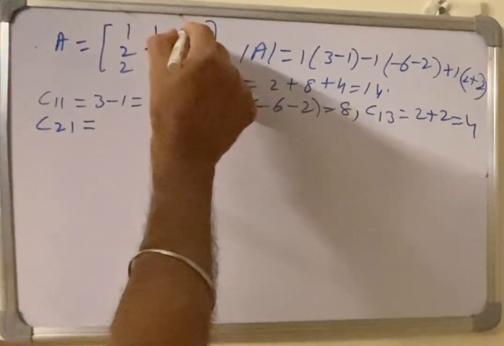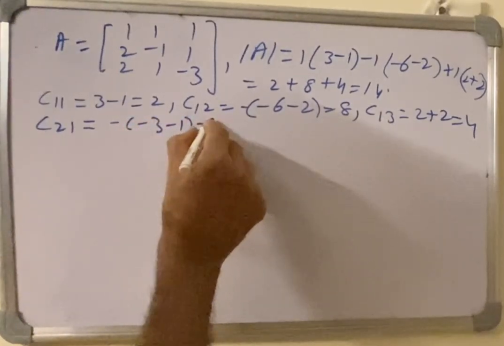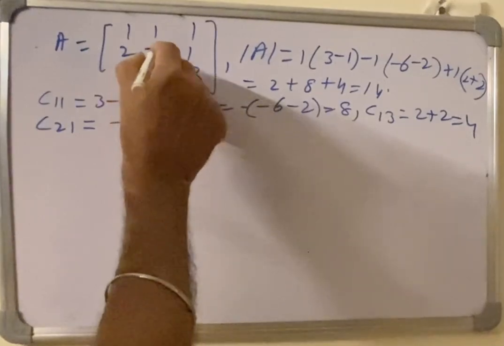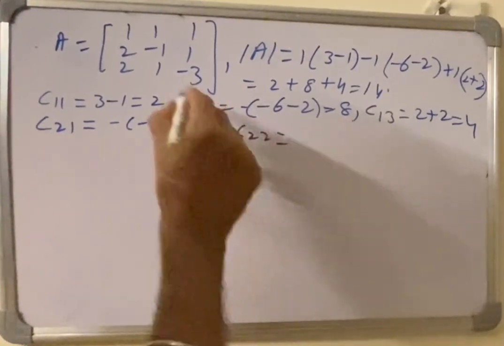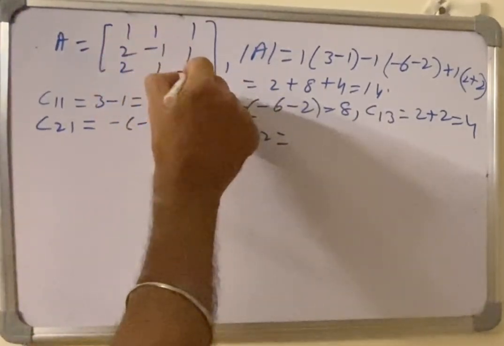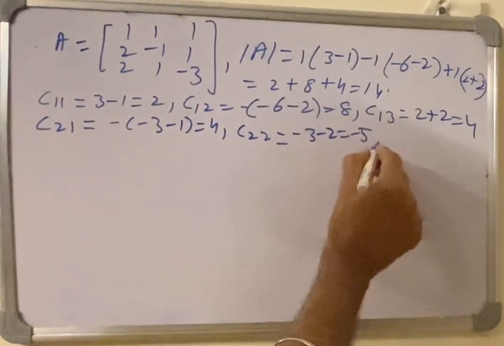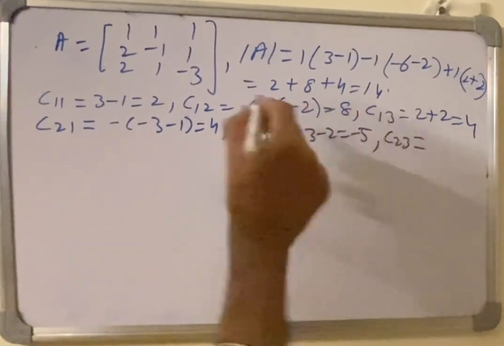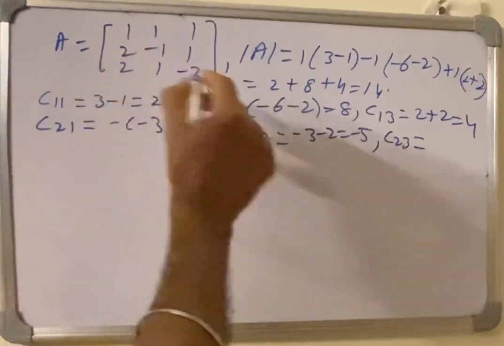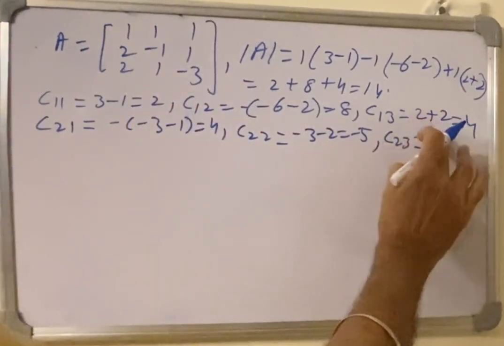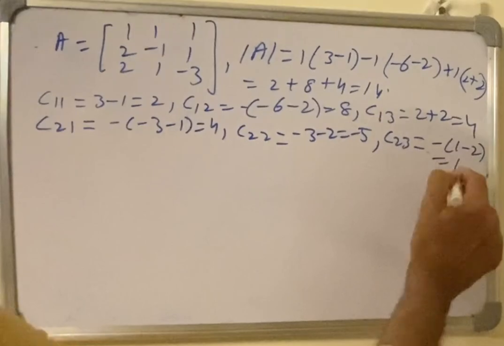C21, the first element of the second row, is minus 3 minus 1, which is equal to 4. Then for the second element, C22 is equal to minus 3 minus 2, minus 5. C23, the cofactor of the third element of the second row, is minus 1 minus 2, which is 1.